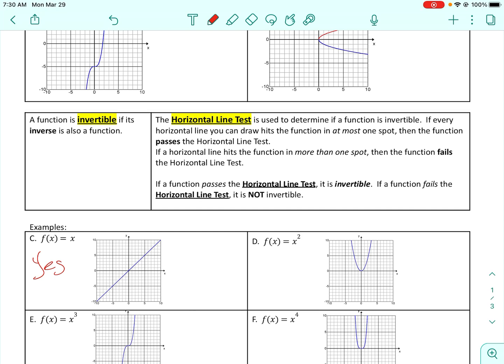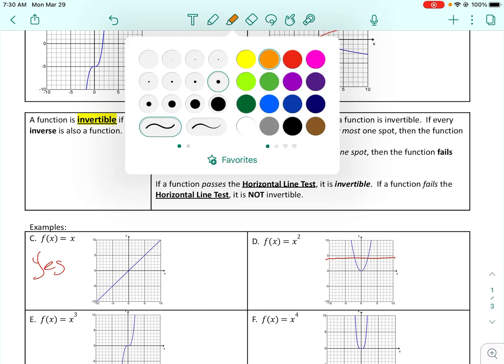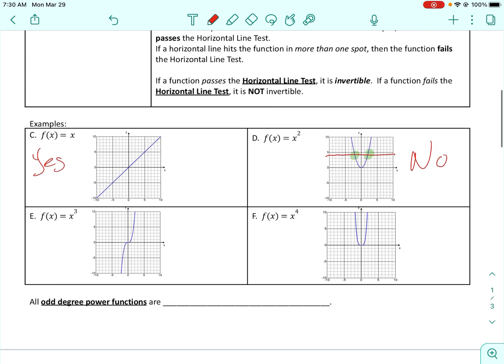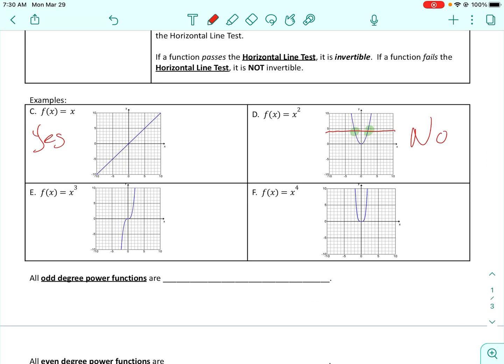Okay, now x squared. As we draw a horizontal line, we see that it hits twice. So it hits here and it hits here. So it does not pass the horizontal line test, so it is not invertible. No. Next one, x cubed. You can see if you draw a horizontal line anywhere, it's only hitting the graph once. So we got ourselves another yes. x to the fourth power, same thing. See, we're hitting twice again.